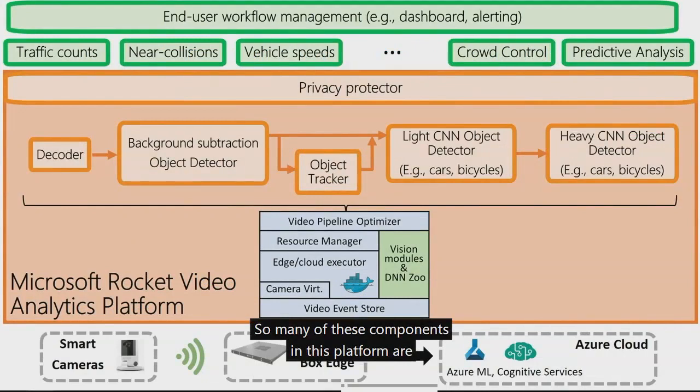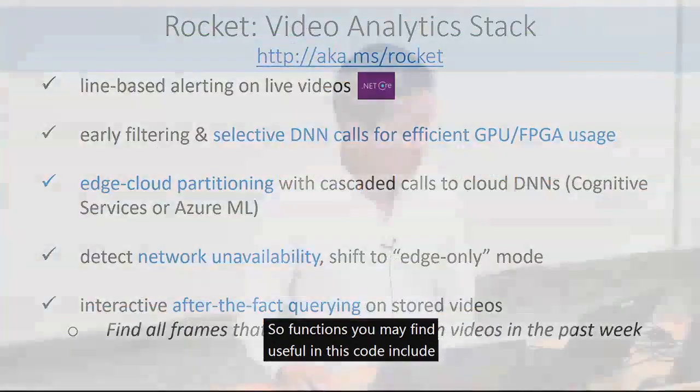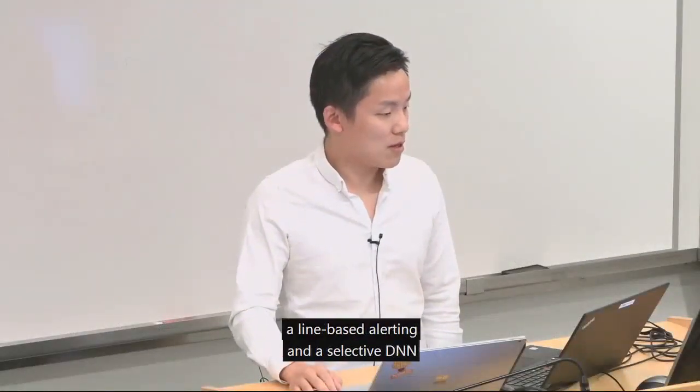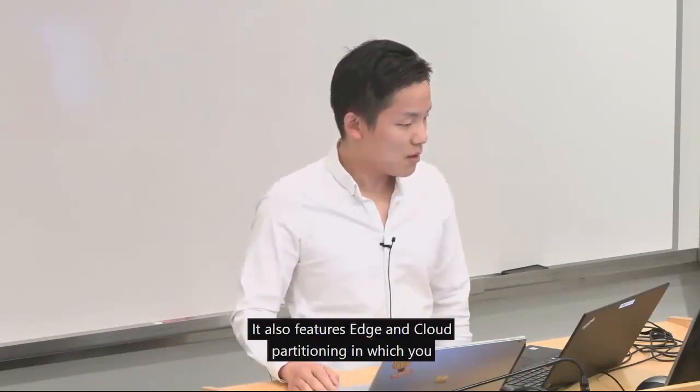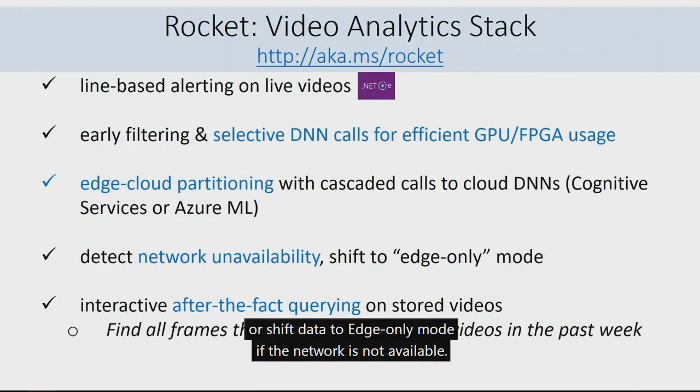Many of the components in this platform are key building blocks for video analytics applications, including traffic counting, near-miss detection, vehicle speed estimation, crowd control, and so forth. Functions you may find useful in this code include line-based alerting and selective DNN calls for efficient GPU and FPGA usage. It also features edge and cloud partitioning, in which you can run cascaded calls to cloud DNNs, for example the Microsoft Cognitive Services or Azure Machine Learning, or shift to edge-only mode if the network is not available.